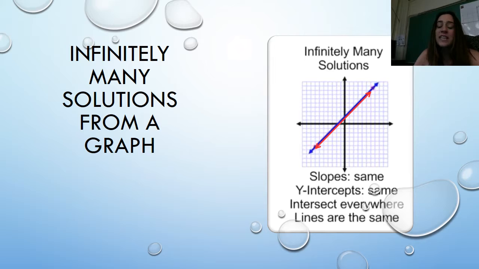Okay, and this is the third type of solution we're going to see, infinitely many solutions. And what this means is I have the exact same line. I have the same slope and the same y-intercept, which means I actually have the same line, which means I have infinitely many solutions. All of the points on this line is where they are going to intersect.